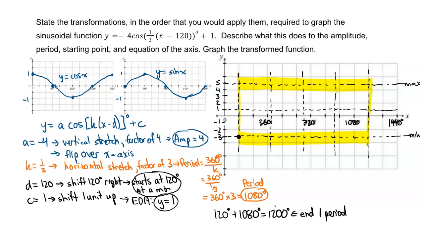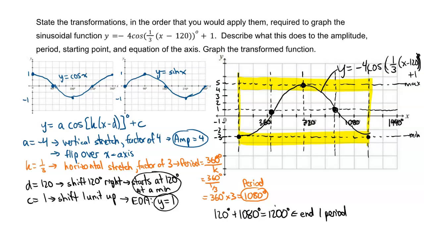The key to remember is that every period has 4 quarters to it. And so if it's starting at a minimum, then it's going to go to the equation of the axis, then to the maximum, back to the equation of the axis, and then back down to the minimum. And I can draw my curve through all those points. And what I have is exactly one period of that function, y equals -4 times cos of 1/3 (x minus 120) plus 1.